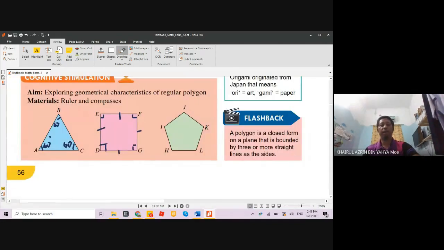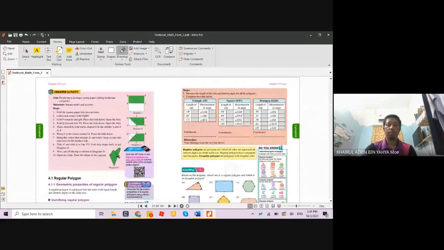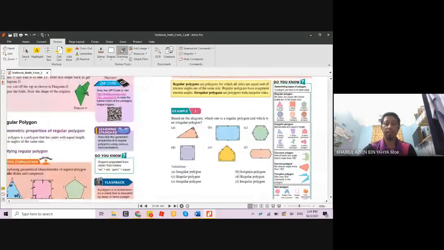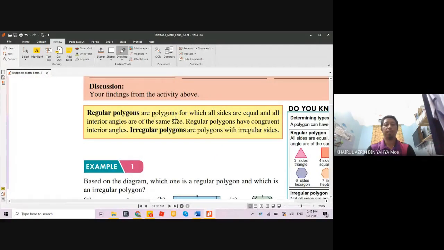Okay, and then we have 5 sides of a polygon. 5 sides we call as pentagon. Pentagon. Next, we go to here. Okay, regular polygons are polygons for which all sides are equal and all interior angles are of the same size. There are 2 criteria. Okay, so regular polygons have congruent interior angles. Irregular polygons are polygons with irregular sides. Congruent meaning same.